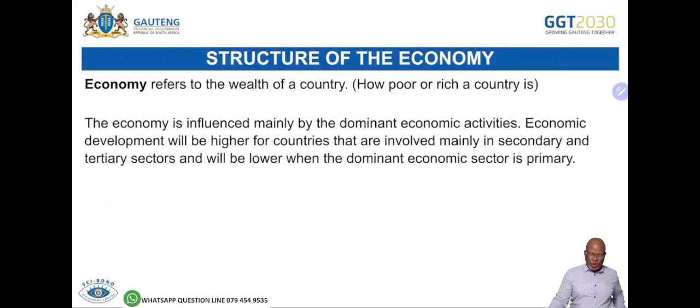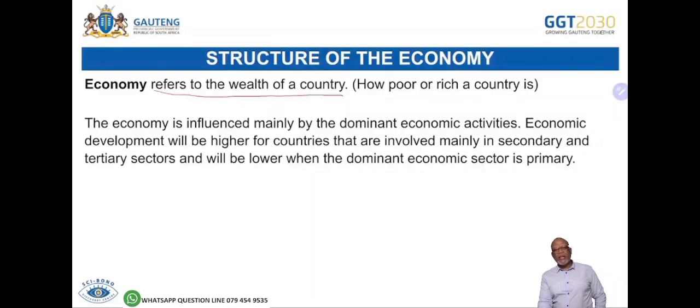Simply, when we're speaking of the economy, we say the economy of the country. So when we're looking at the economy, we simply refer to how poor or how rich the country is. So the economy simply refers to wealth. The wealth could be the wealth of a country, the wealth of an individual, the wealth of a province, and so forth. The economy of a country is influenced mainly by the dominant economic activities.